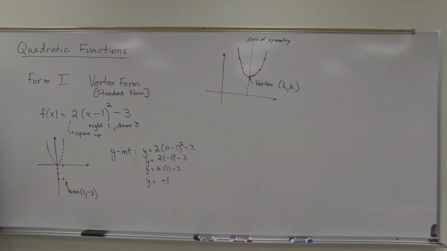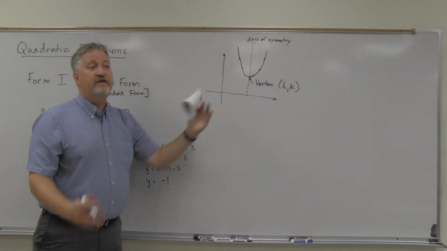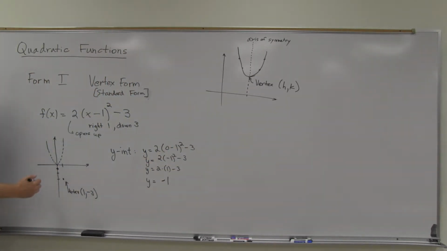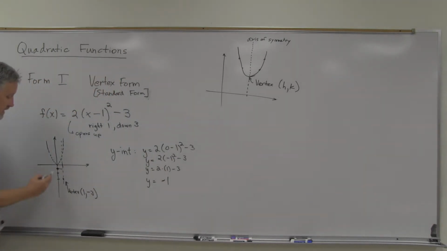Okay, so I've got my vertex, and now I've got my y-intercept here. If you think about the axis of symmetry, that's going to give me another point, because by the axis of symmetry, isn't there a point this same distance away from this axis? The axis of symmetry runs right through the vertex. So there's another point on the other side, at x equals 2, y equals -1.